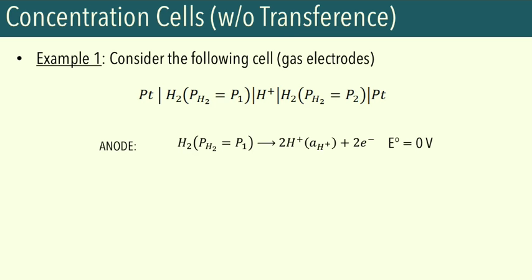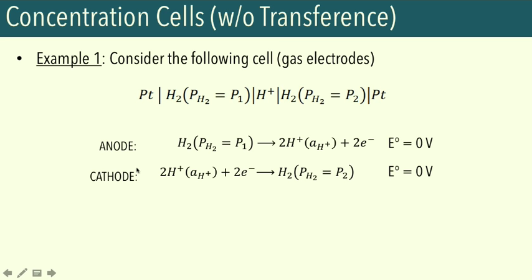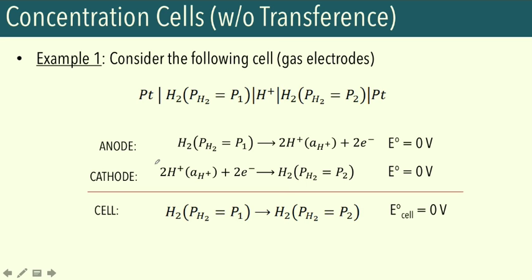So the anode half reaction is the oxidation of hydrogen gas, okay? Keep in mind that this is going to be at pressure 1. And then the cathode half reaction is just the reduction of H plus ions. If we get the net reaction for this, a lot of things actually cancel out, right? So ultimately, you just have hydrogen gas at pressure 1 forming hydrogen gas at pressure 2. So ultimately, you just have a movement of matter, from pressure 1 to pressure 2.